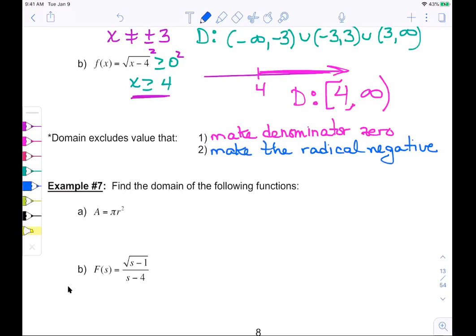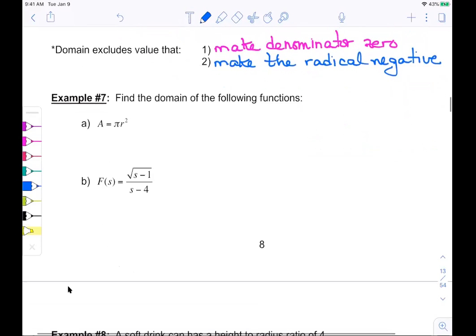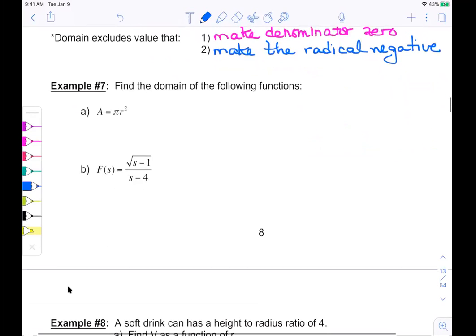So those are really the 2 things that you need to focus on when we're thinking about the domain of a function. Does it make the denominator 0, if there is a denominator? Does it make the radical negative? If I can find those 2 numbers, then I should be able to find the domain without relying on a calculator. We're going to do 2 more problems with domain. So hopefully, bringing back those memories from last year, thinking about the domain and interval notation, we're going to look at 2 more.